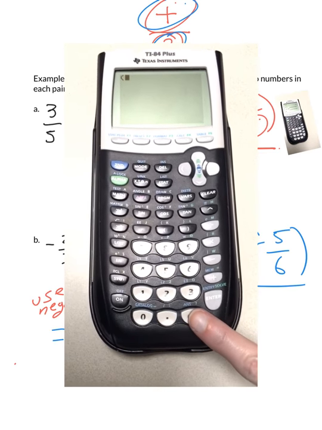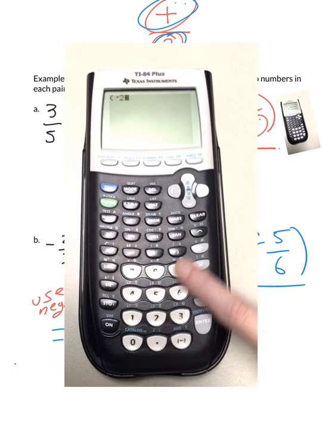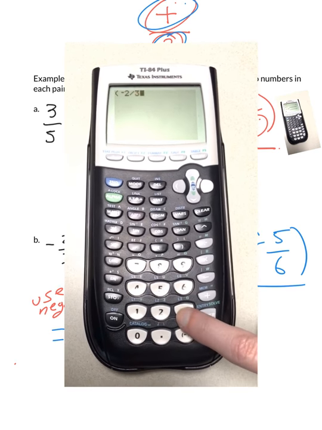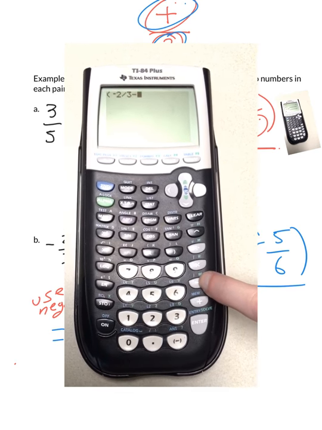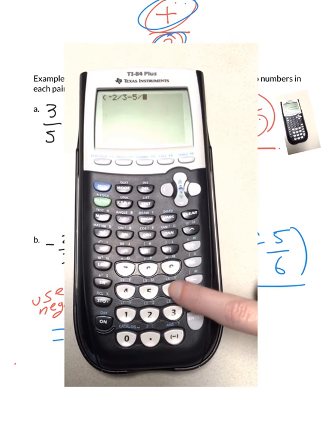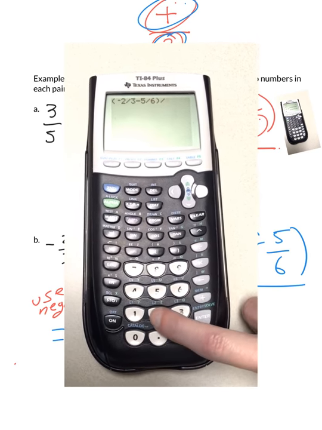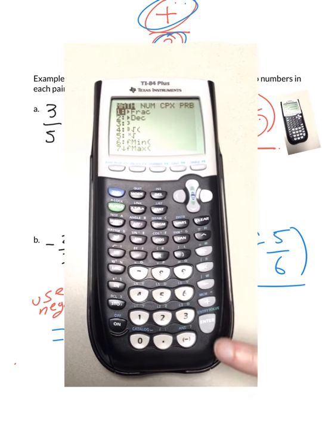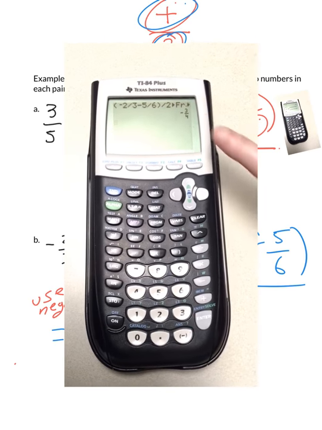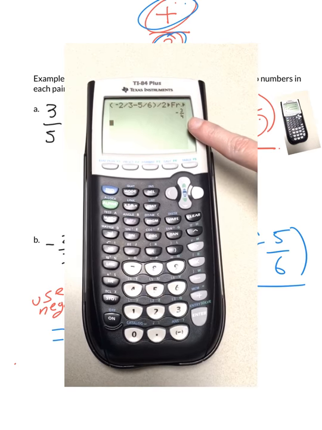So I'm going to hit negative symbol, 2 divided by 3. Now, subtraction symbol, 5 divided by 6. Close the parentheses, divided by 2. Math, enter, enter. And my final answer is negative 3/4.